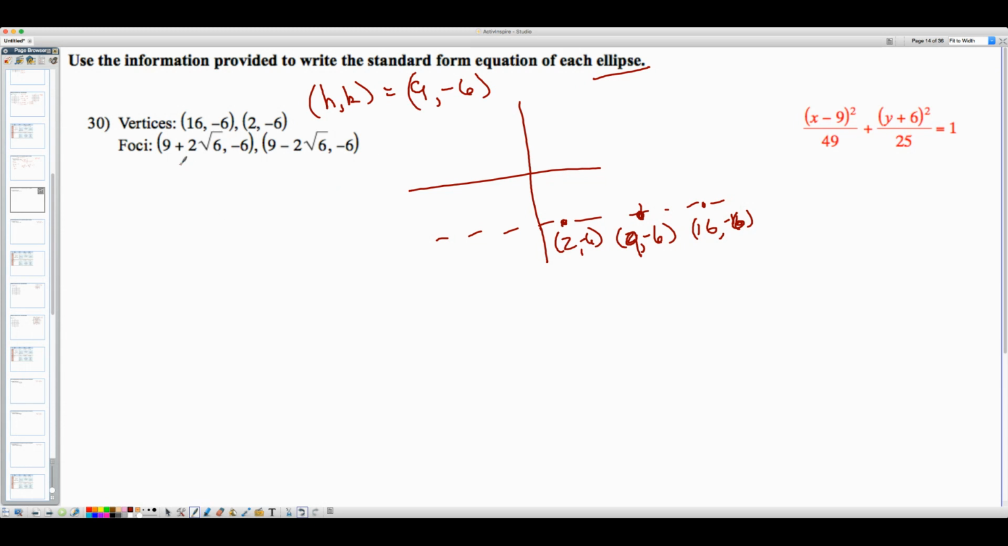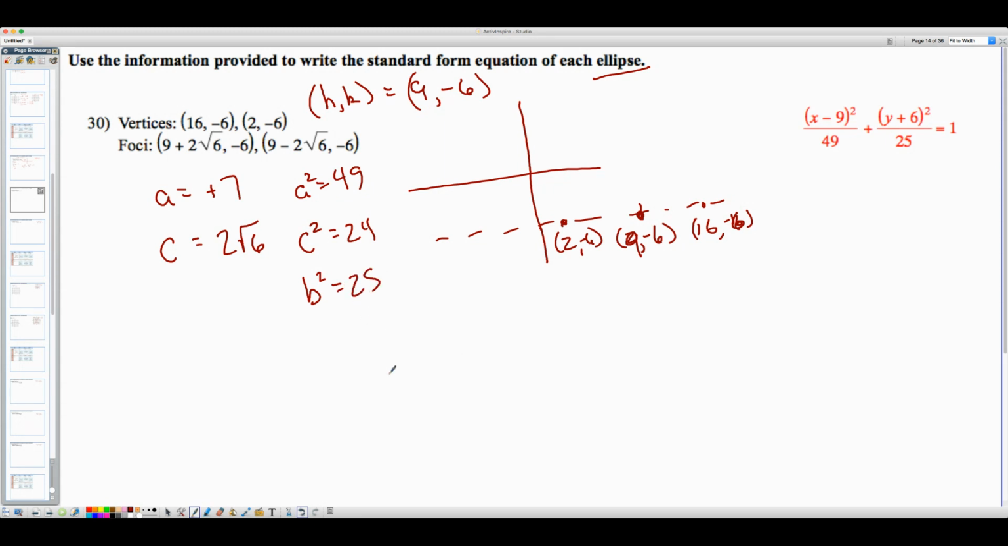Then we can say, well, starting at the 9, to go to the vertex, to get to 16, I have to go plus 7. So my a value is equal to plus 7. If I'm going to the focus, that will be my c value. I'm going to go plus or minus 2 times the square root of 6. So a squared is equal to 49, and c squared is equal to 4 times 6, which is 24. So my b squared value is equal to 25.